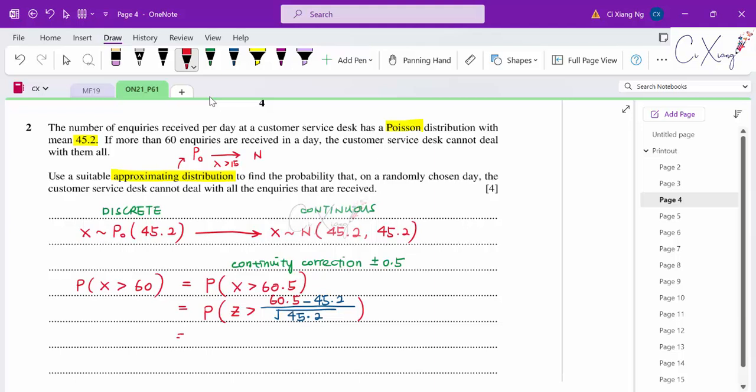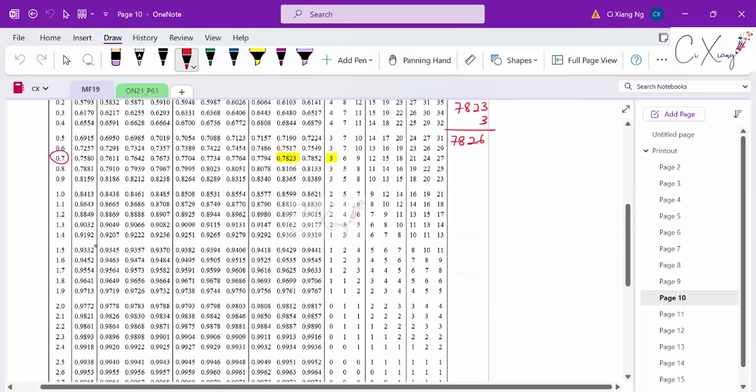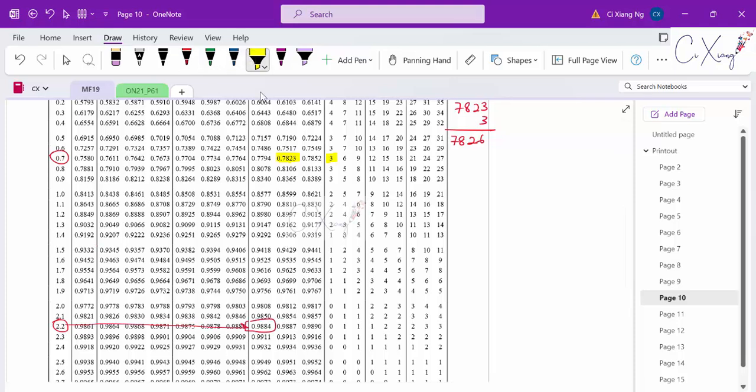Okay, then try to get the value of Z. Correct to 3 decimal places, it should be 2.276. Then we'll look for the probability. Okay, so 2.276, looking for 2.2, this is 2.277 is somewhere here. Okay, and then 6 should be this one, right?